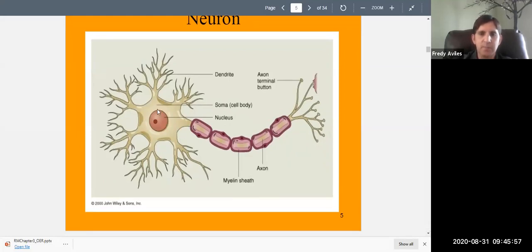But this one has the basic parts. You can see the dendrites there. Okay, they look like branches. And then there's a thing that looks round. That's the soma, which contains the nucleus, and the nucleus contains the genetic information.